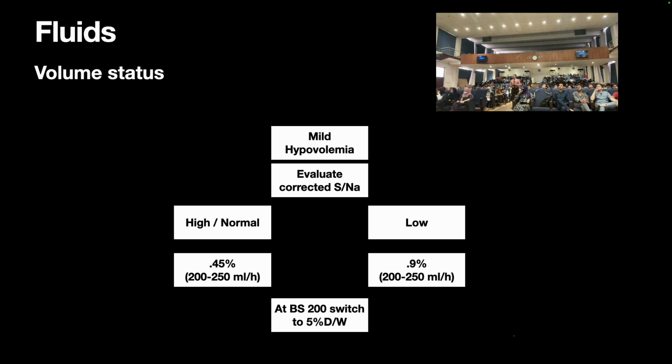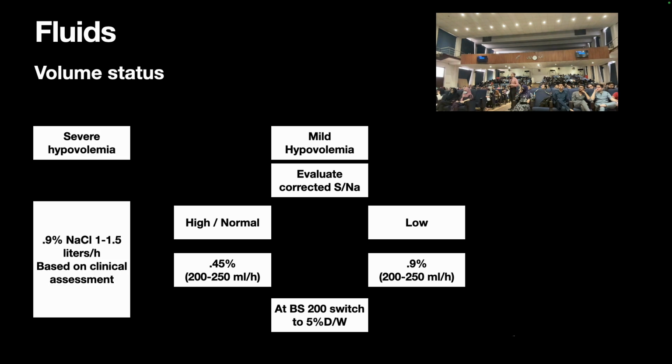At blood sugar 200, switch to 5% dextrose water. Since at the same time you are giving insulin, keep in mind the management of this hyperosmolar state is not an individual's business, it should be teamwork. So if the blood sugar is dropping and has come to 200, switch to dextrose water. If the patient has severe hypovolemia, rush saline 1 to 1.5 liters in the first hour, and then subsequently based on your clinical assessment. Generally what we do is we rush almost 1 liter in the first half an hour, and then we slow down so that we give 1.5 liters in 1 to 1.5 hours.